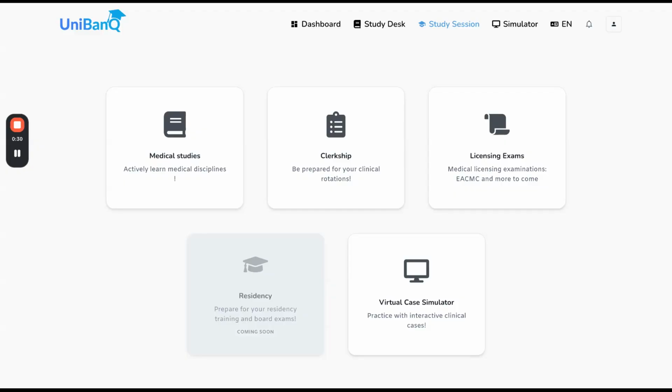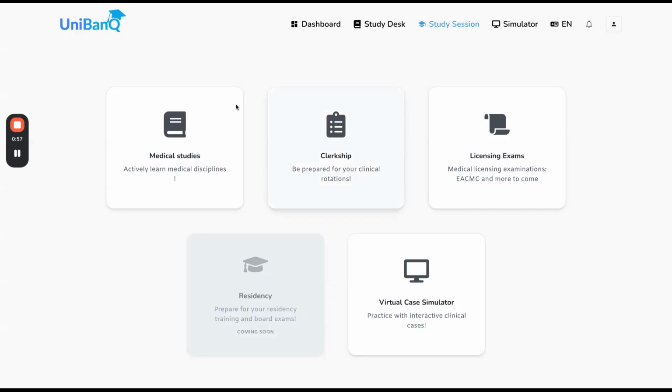The other feature is the virtual case simulator, which allows you to practice for OSCEs by questioning patients and developing your differential diagnosis and clinical judgment. And the last feature being the study desk, which is a section that allows you to take any notes and generate content like podcasts, flashcards, cases, and even summaries for any document or YouTube video you have by talking about our cases and question bank.